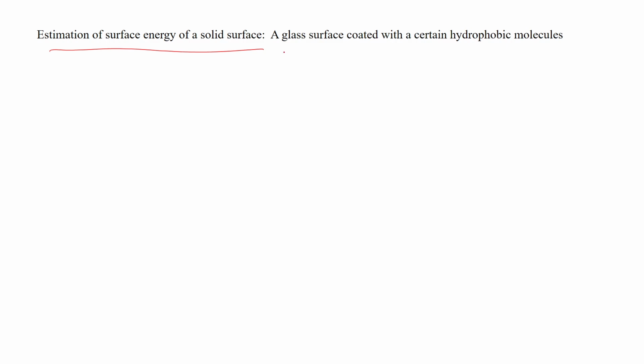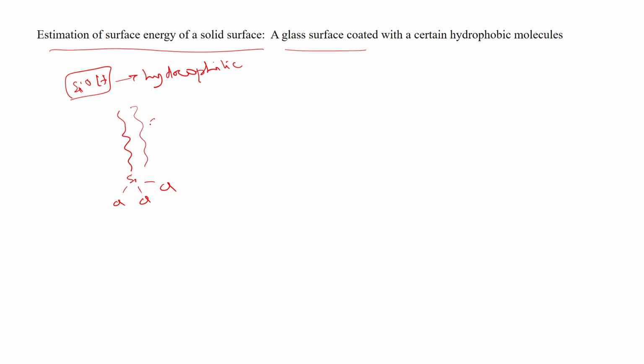So, let us say this surface is a glass surface that is coated with a certain hydrophobic molecule. You know that glass has SiOH groups, so pure glass is hydrophilic. But then I can make some coating on this surface. The coated molecules look something like this. Let us say this is Si here, and these are Cl, Cl, Cl. This particular chain is just an alkane chain. Let us say this is C18, that means 18 carbon CH2 groups and CH3 groups are there.